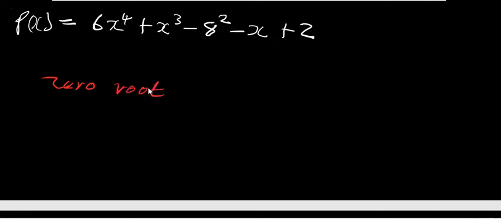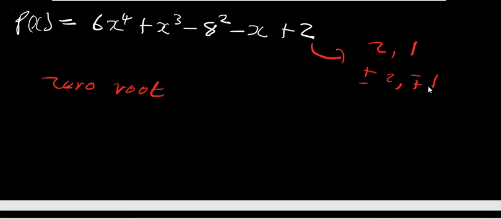The zero root is just a root: when you put a number there, it's going to give you 0. You look at the factors of 2, which are 2 and 1. So the range of your roots will be positive and negative 2, and positive and negative 1. Within that range, you can easily get the zero roots.